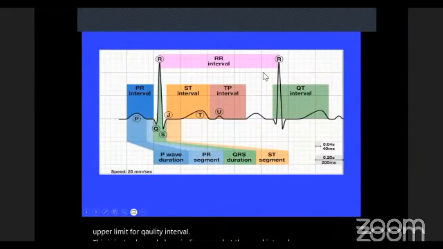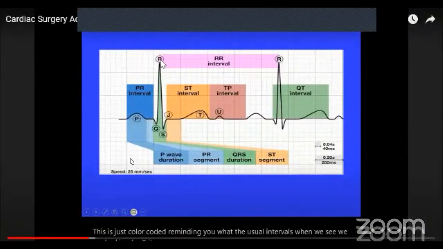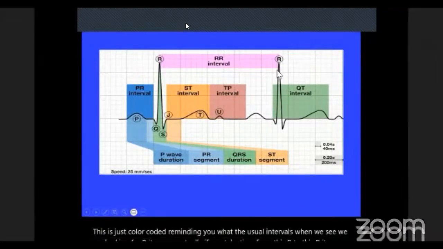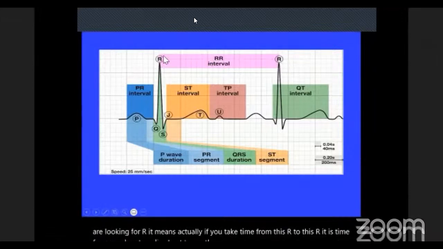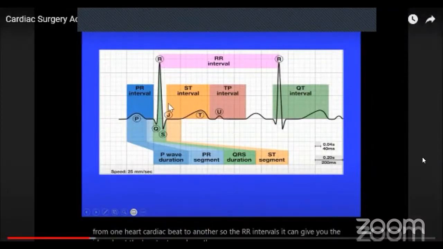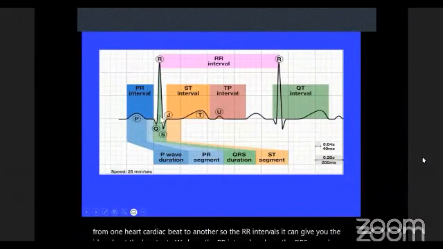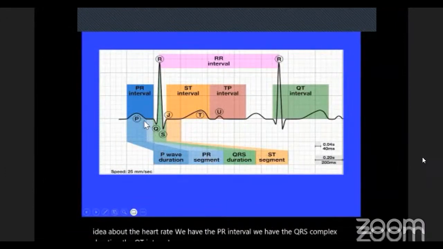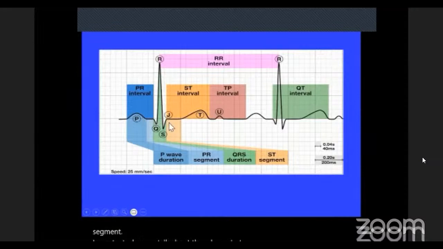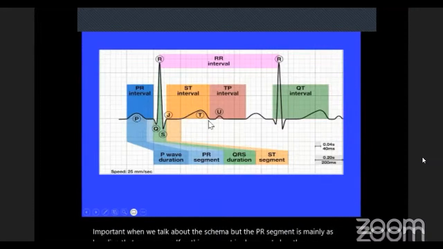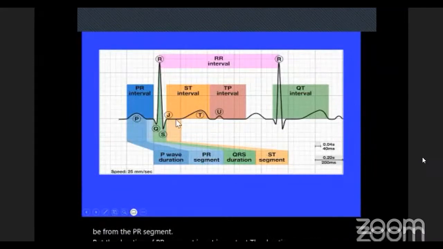When we are looking at RR, if you take the time from this R to this R, it is the time from one cardiac beat to another. So the RR interval can give you an idea about the heart rate. We have the PR interval, the QRS complex duration, and the QT interval. Then the PR segment and the ST segment. The ST segment is important when we talk about ischemia, but the PR segment is mainly a baseline so that you can see if the ST segment is above or below the line. The line would be from the PR segment. But the duration of the PR segment is not important. The duration of the ST segment is not important.